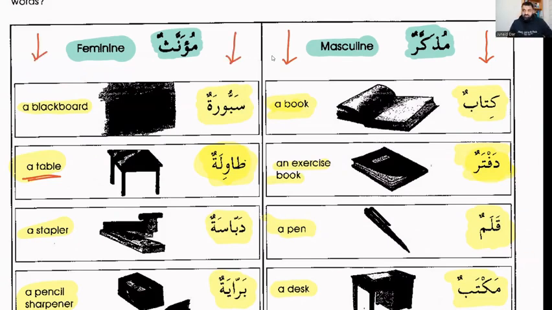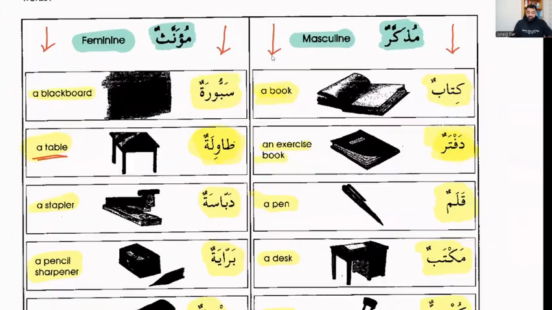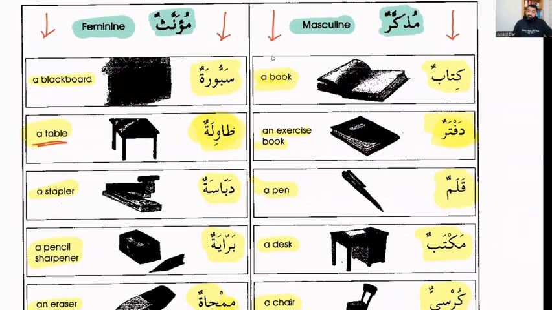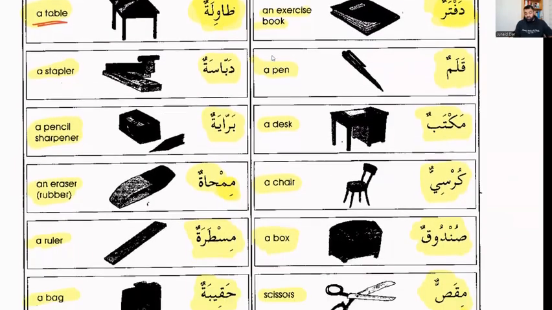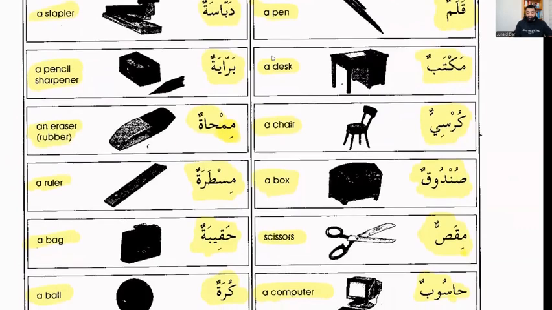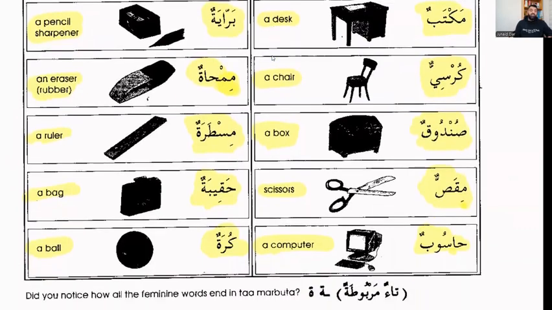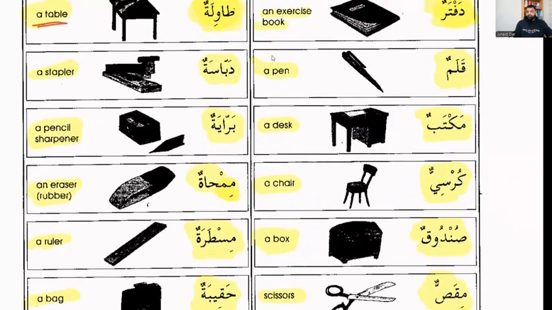That's the thing I asked you at the beginning: who's going to work out the pattern to see how to differentiate between a word which is masculine and a word which is feminine. And you got it spot on. Words that are feminine all end in what sound? Tun. Saburatun, tawilatun, dabbasatun, barrayatun, mimhatun, mistaratun, haqibatun, quratun. So make a note of that.